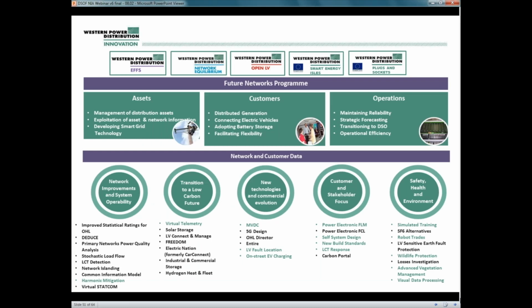So this is an overview slide of our Future Networks program. It cuts across the same themes as part of the DSOF document: the assets, customers and operations. Below we can see a split of our generally NIA funded projects, Network Innovation Allowance, and some of our larger projects at the top funded through the Network Innovation Competition and previous low carbon network funds. So it's been discussed earlier about the 3 themes and how they cut across, so I won't touch too much on that.